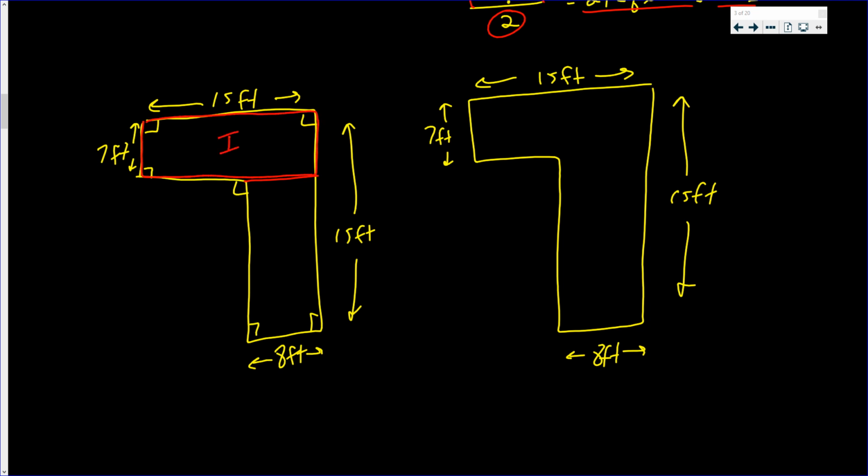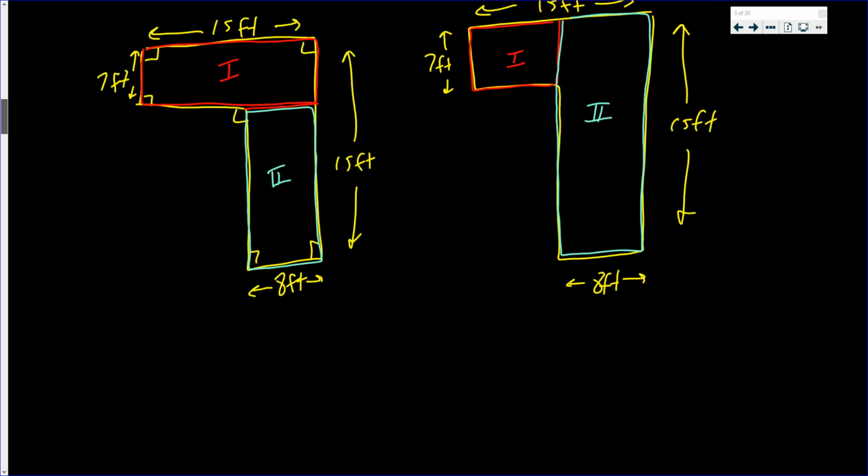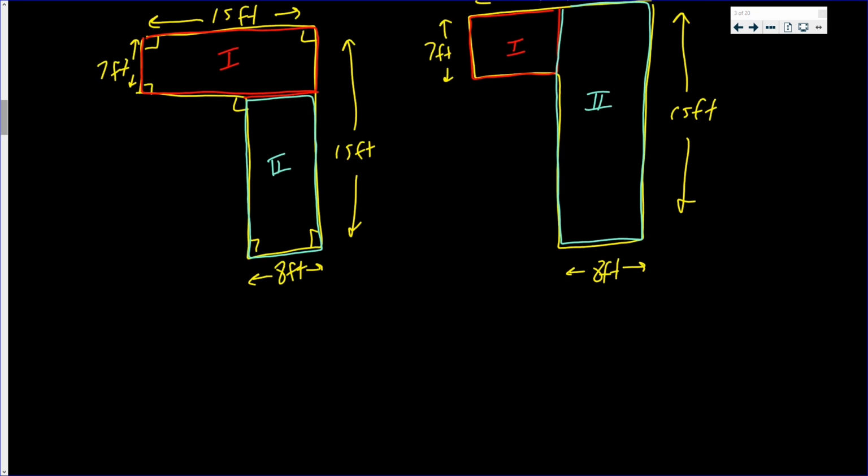Let's call it rectangle number 1. And this down here, it's a rectangle. Let's call it rectangle number 2. Now, on the right, I could have partitioned it this way. So this piece here is a rectangle, and the rest is also a rectangle. Call it rectangle 2. And we'll compute the area for both of these, and we'll figure out if we get the same area.